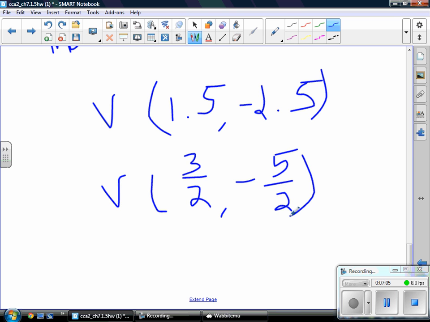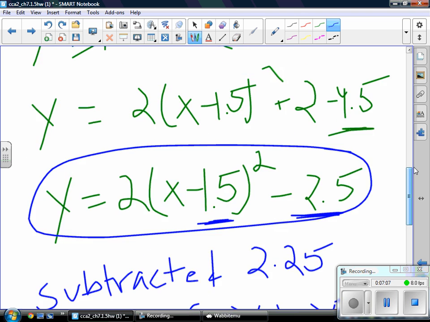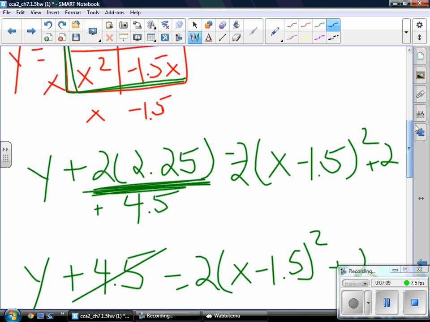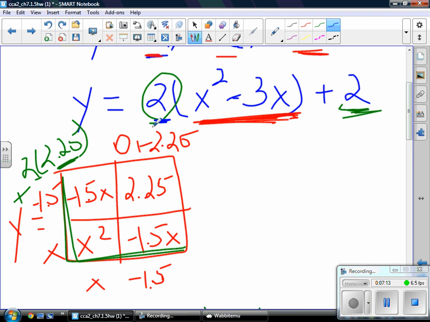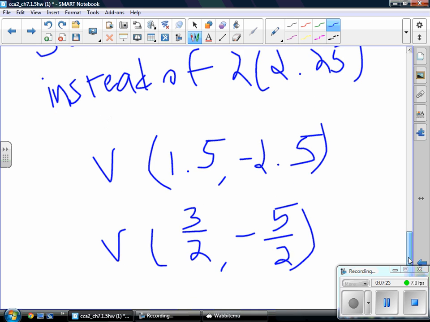Okay, so this is completing the square. We need to make sure that if we factored out a number first, if we factored out this 2 to begin with, then I'm going to double whatever I add to both sides, because I'm really adding the quantity inside two times. Okay, so complete the square, then I can find the vertex from that.